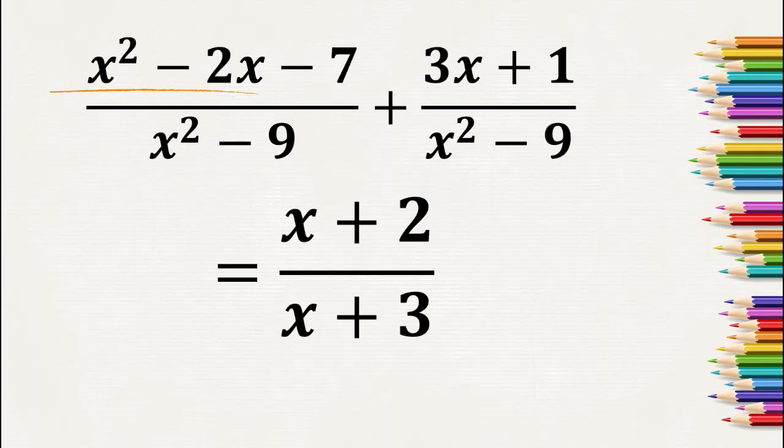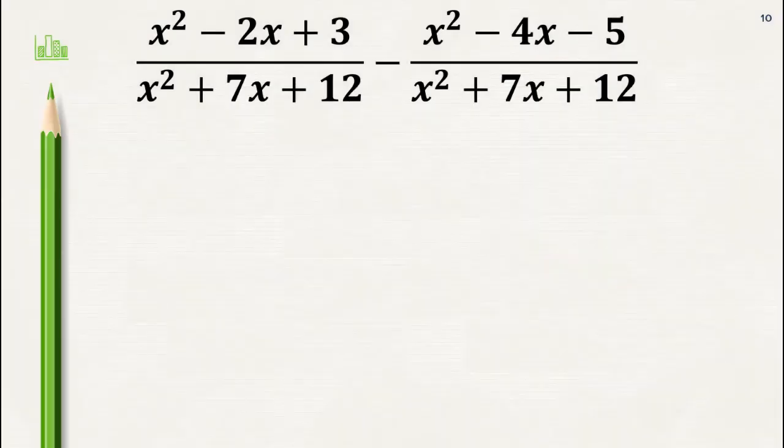Next, we have x squared minus 2x plus 3 all over x squared plus 7x plus 12 minus x squared minus 4x minus 5 all over x squared plus 7x plus 12. Our given is similar fractions because they have similar denominators. Copy the common denominator, then simplify the numerators.